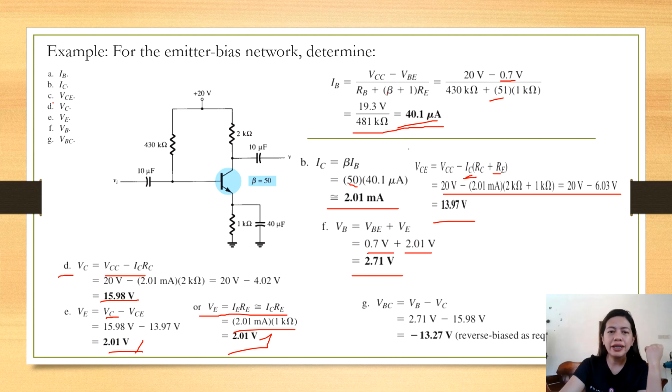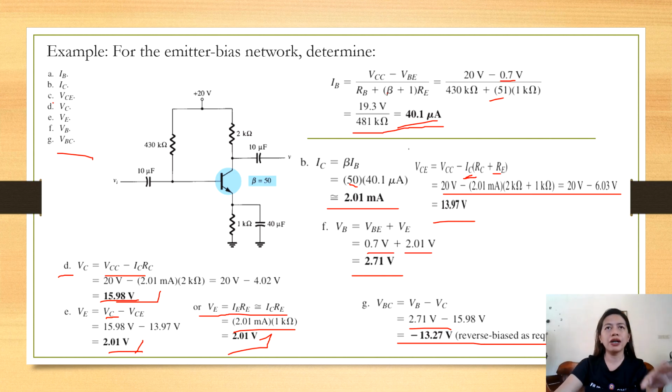Next, I guess this is the last one, finding the VBC. I'll just close my tab. VBC is equal to VB minus VC. So VB is 2.71 volts minus the VC, which is, where is that VC? Right here. VC is 15.98 volts. Calculating, you will arrive at negative 13.27 volts, which says that this portion here is reverse biased. The negative says reverse bias as required.